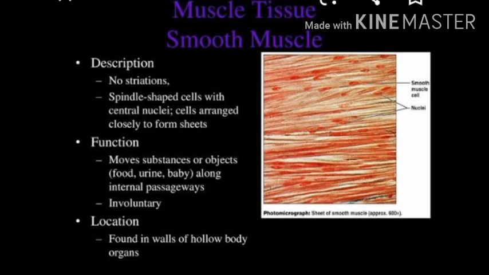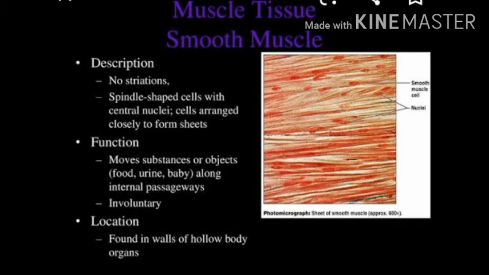These are present in the stomach, the intestine, esophagus, etc. Their main function is helping in transport of substances such as food and urine. Also, they are involved in childbirth. These muscles are not under our control, meaning we cannot move these muscles at our will. Hence, they are called involuntary muscles. They are also found in the iris of the eyes.